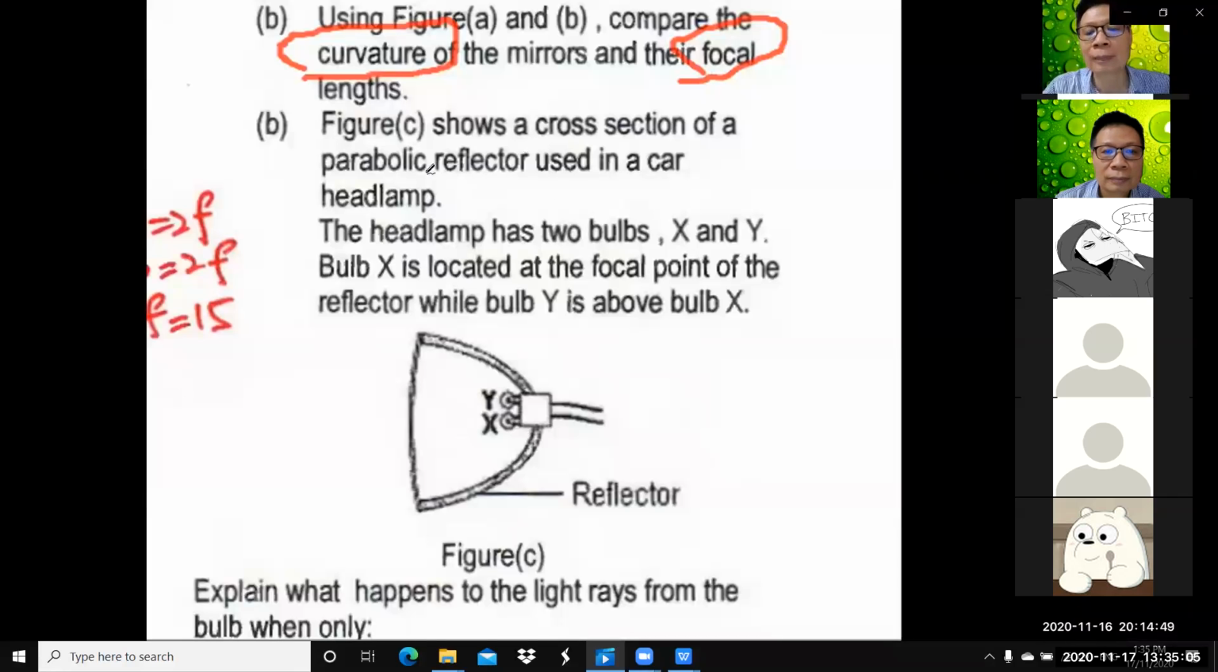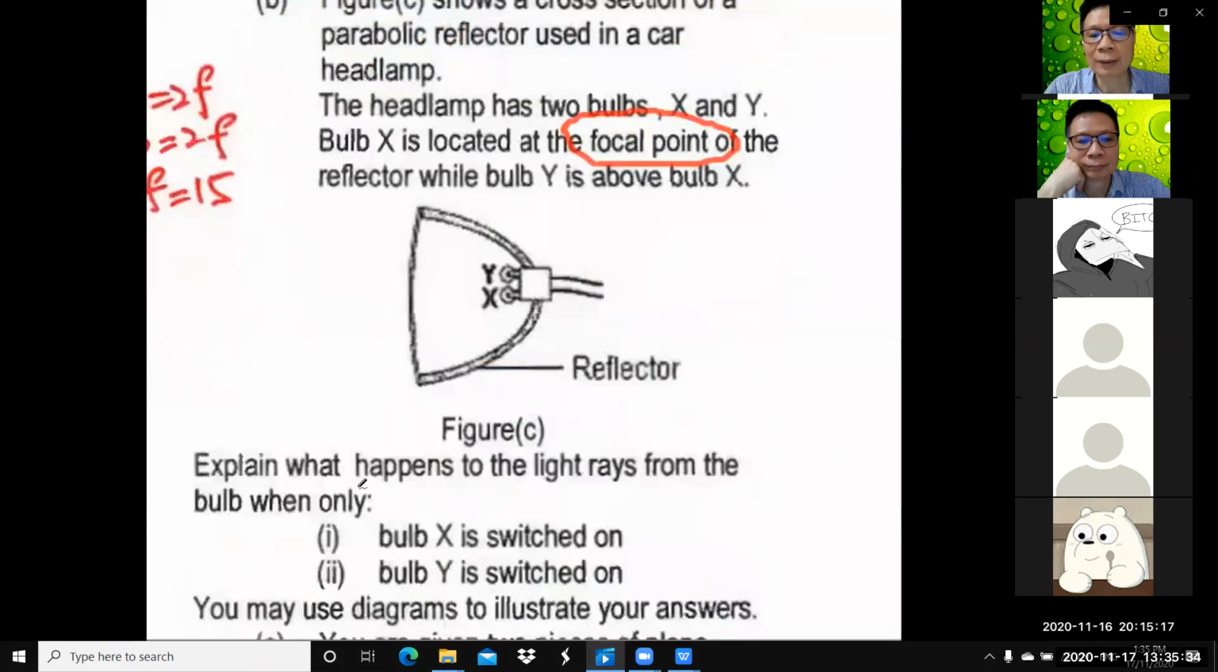And now you see the headlamp has two bulbs, X and Y. X is located at the focal point, very important now, at the focal point. But Y is above X, Y is not at the focal point. So what happened then? Okay, come, I show you this one. The question asks, explain what happened to the light from the bulb when only X is switched on. You only switch on this one.